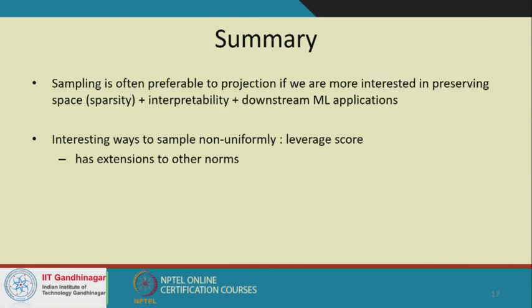So just to summarize, in this lecture we discussed the role of sampling versus projection, and we discussed that sampling is more preferable to projection if you're interested in preserving things like the sparsity of the matrix, the total memory footprint, the interpretability, as well as it's often useful in downstream machine learning applications. We did see two interesting ways. One is the length square sampling, and the other is the leverage score sampling, in which we are doing length square sampling with respect to an orthogonal basis, right? And we saw that this particular leverage score has very interesting implications in solving linear regression, as well as getting a CX decomposition approximately.